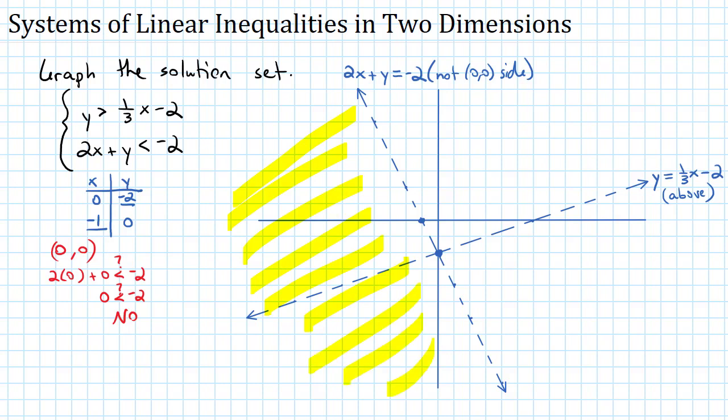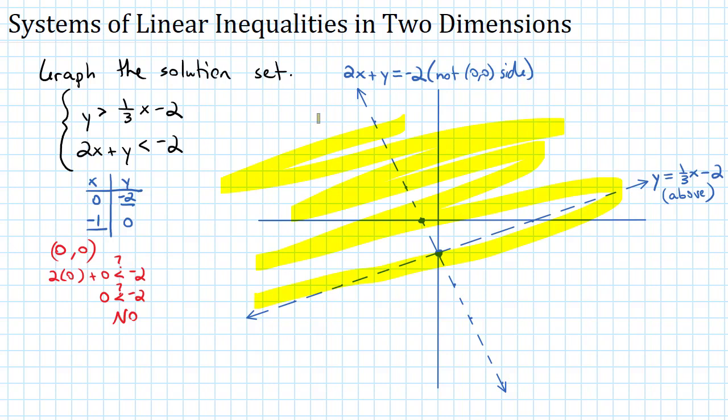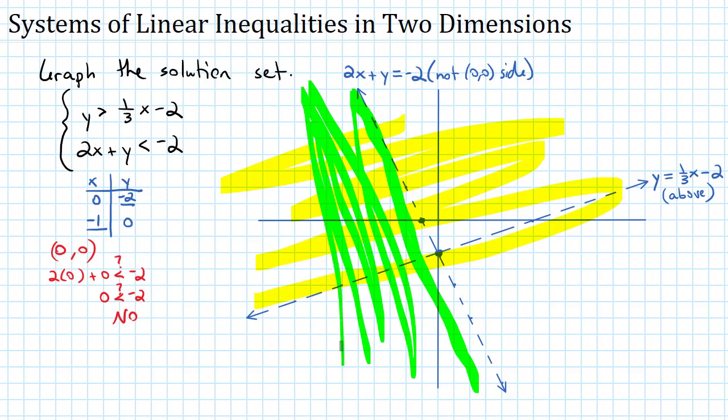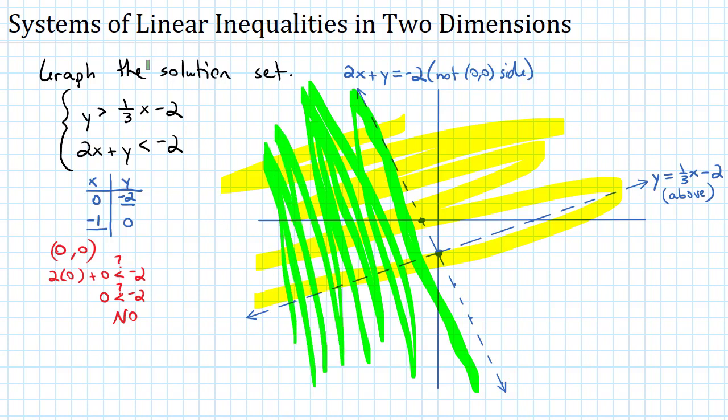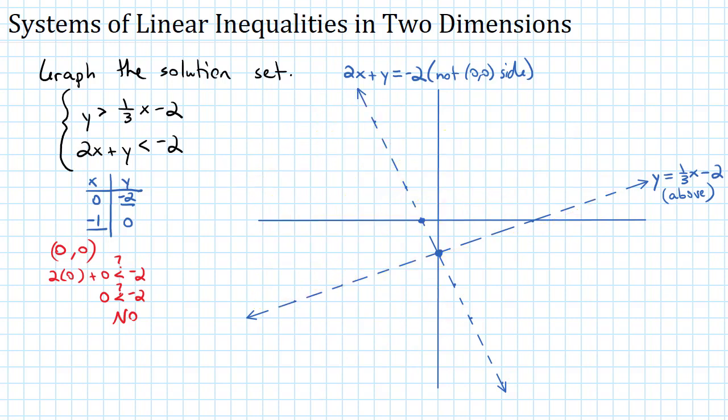Okay, so now, if we go back and look at this, remember we need to shade above the first boundary line, and we need to shade the non-0, 0 side of the second boundary line, and the solution set for this system is the overlap of those two regions, which happens to be this region right here. So let me clean this up now. So the final answer is just all of the ordered pairs inside this region, which is open. You can see it continues to the left and it continues up.